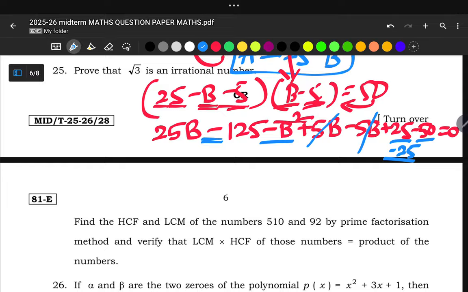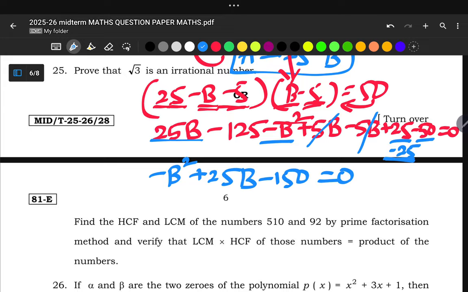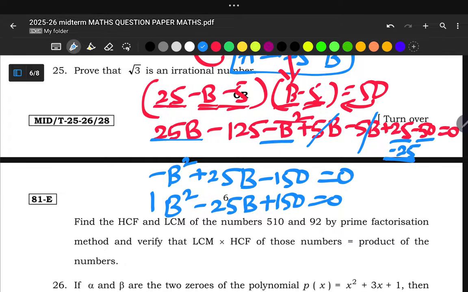Now right here, first the square term, that is minus b square, and the second term is the b term, plus 25b, and the remaining is minus 125 minus 25, which becomes minus 150 equals 0. To make the square term positive, change the signs of the equation. It is b square minus 25b plus 150 equals 0. So this is now the required quadratic equation.